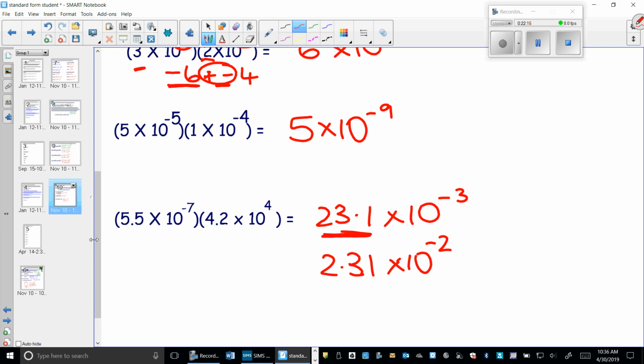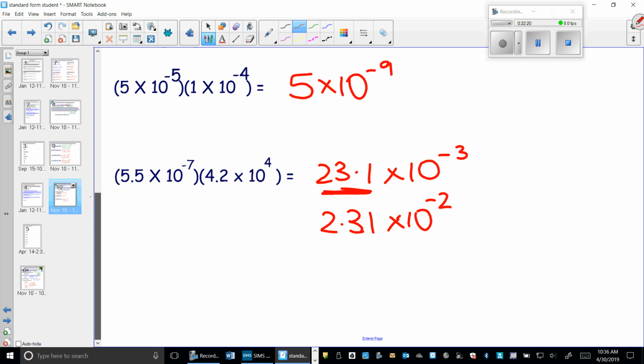How did you get the negative 2 for the last one? Because it was negative 3, because we had negative 7 plus 4. So if you start at negative 7 and add 4, you get to negative 3. And then we had to add 1 to it, so it became negative 2. Okay. Alright?